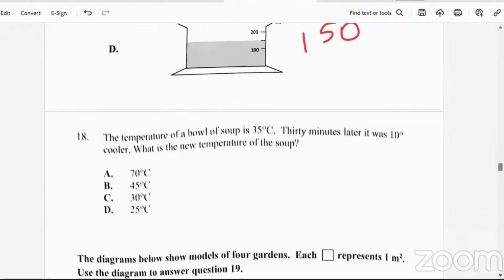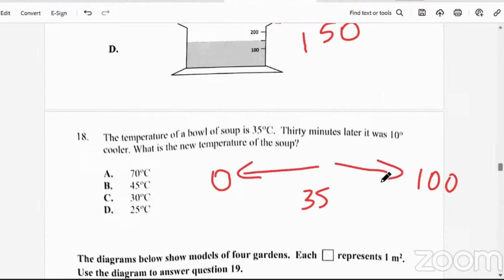All right, the temperature of a bowl of soup is 35 degrees Celsius. 30 minutes later, it was 10 degrees cooler. What is the new temperature of the soup? Okay, so 0 would be the freezing point, 100 is the boiling point, and 35 is somewhere there. If the soup was cooler, would we be moving this way or this way? Remember, we're moving towards it being cooler, so we would have to subtract 10 degrees from 35, right?